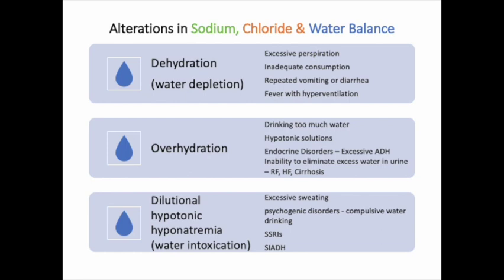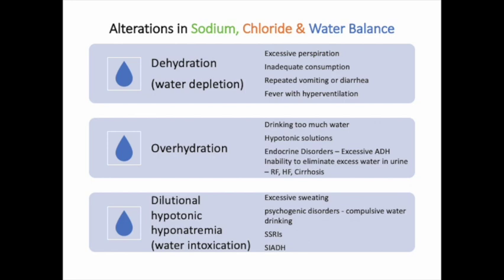We're going to look at dehydration, overhydration, and dilutional hypotonic hyponatremia, otherwise known as water intoxication, and the causes of each. So dehydration or water depletion can occur because of excessive perspiration or inadequate consumption of water. If we have a patient that is repeatedly vomiting or having diarrhea, or has a fever and hyperventilation is occurring as well. Also, patients with burns could have dehydration.